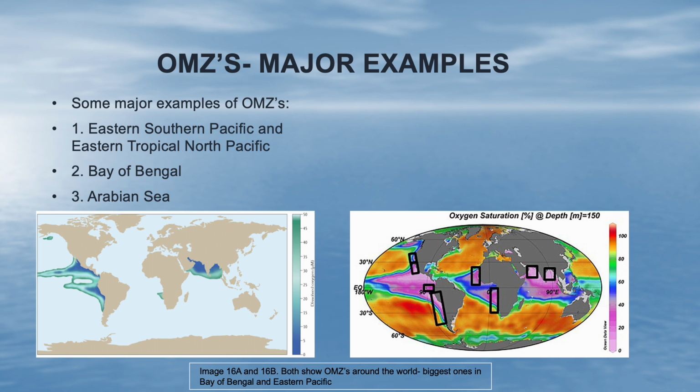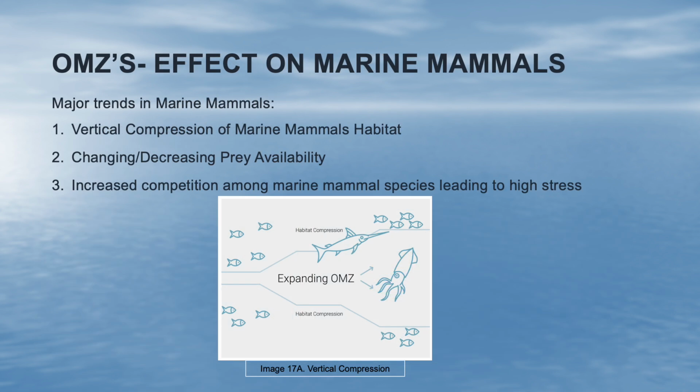And now that we know where oxygen minimum zones occur and we can see the depths at which the oxygen saturation levels are, what effect do these oxygen minimum zones really have on marine mammals? Is it different than dead zones? Let's check it out. So, oxygen zones and their effect on marine mammals.